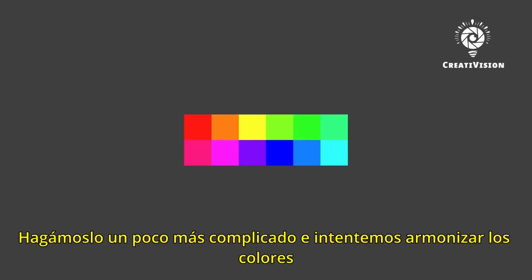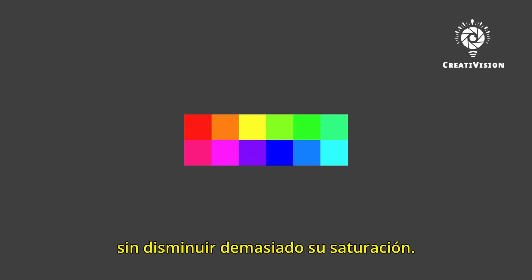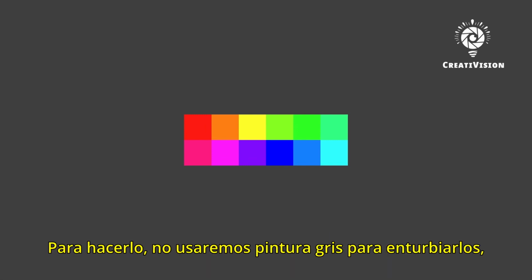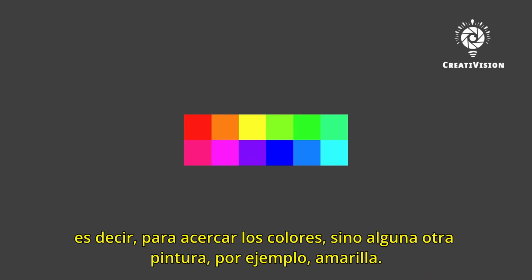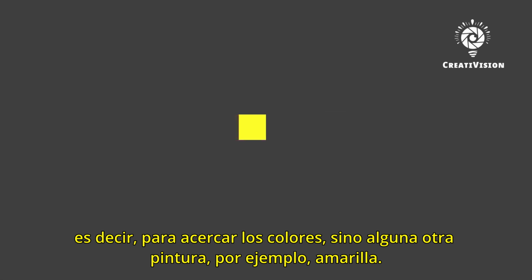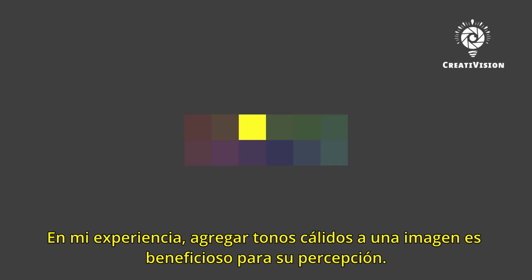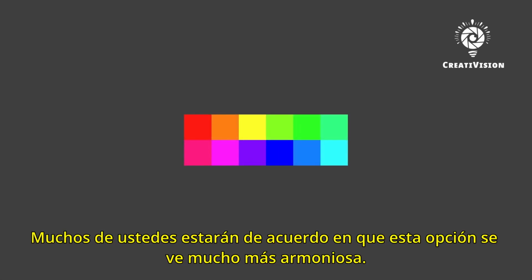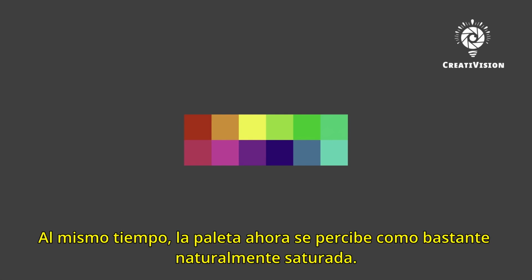Let's make it a little more complicated and try to harmonize the colours without decreasing their saturation too much. To do so, we won't use a grey paint to muddy up, meaning bring together the colours, but some other paint, for example, yellow. In my experience, adding warm tints to an image is beneficial to its perception. Many of you will agree that this option looks much more harmonious. At the same time, the palette is now perceived as quite naturally saturated.